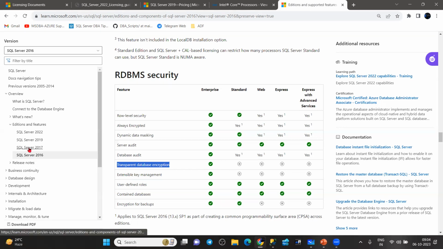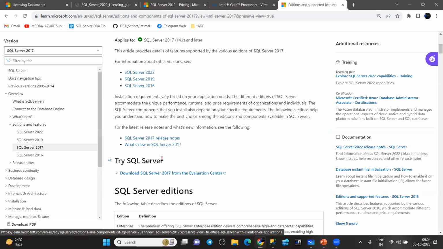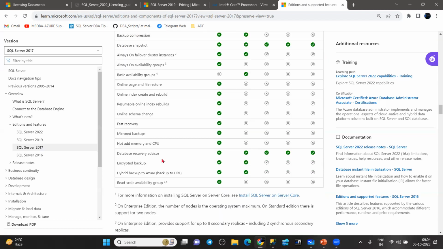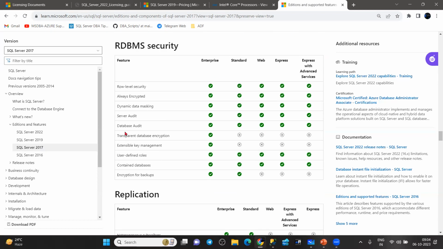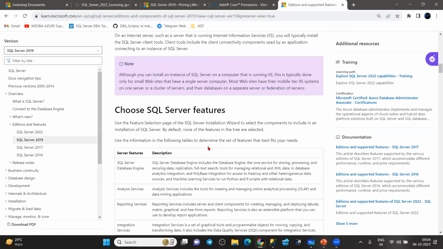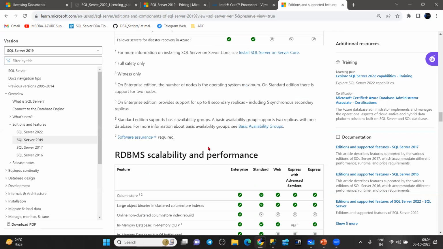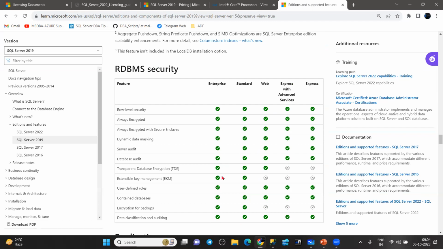But from SQL Server 2017, Microsoft came up with the Standard Edition as well. That is one of the important, sorry, not 2017, 2019. In 2019, Microsoft came up with TDE. Sir, see, TDE is compatible in Standard Edition. When, sir? From SQL Server 2019.